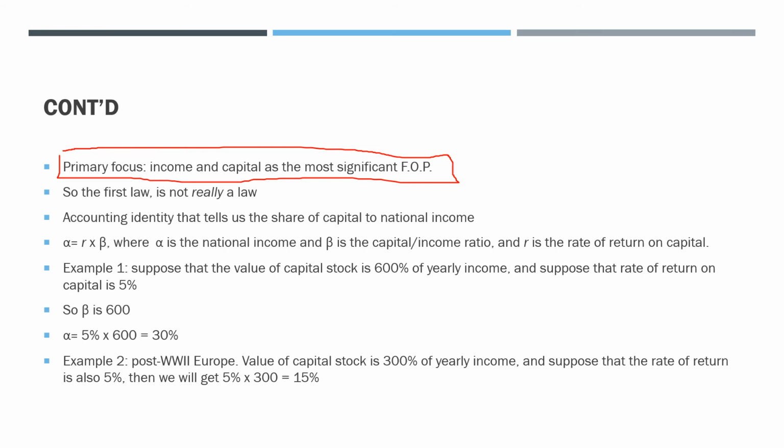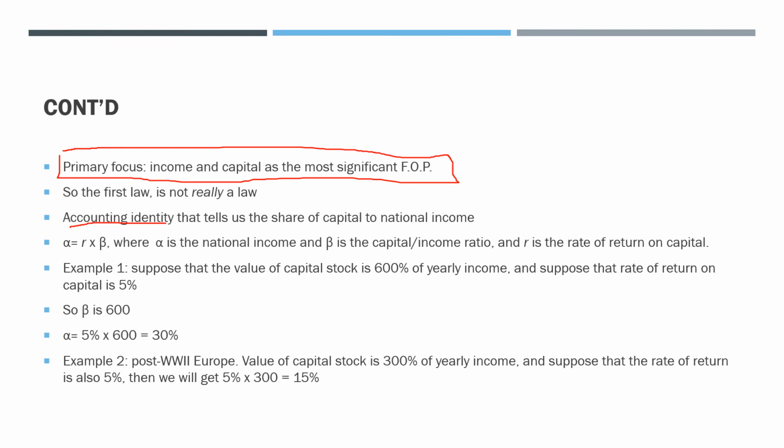And if we think about the first law, it's not really a law in the sense of a natural law where we are trying to explain certain natural phenomena. The sun rises in the east and sets in the west, that kind of law, right? It's more of an accounting identity that tells us how we can calculate the share of capital in national income.